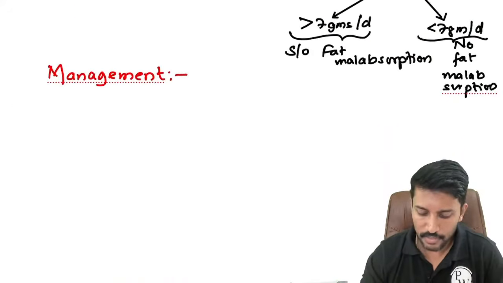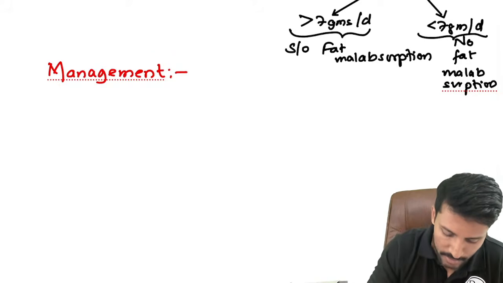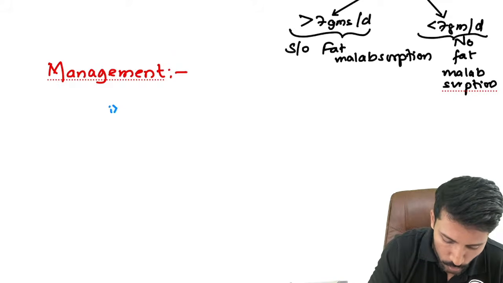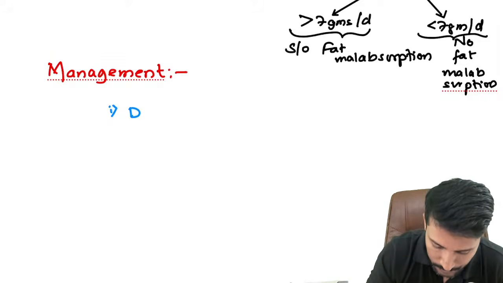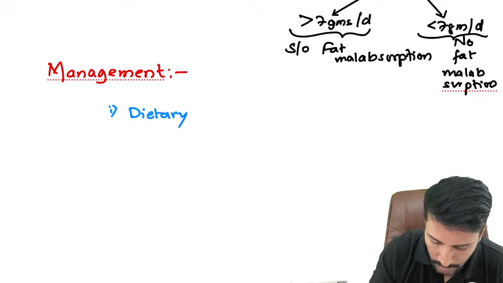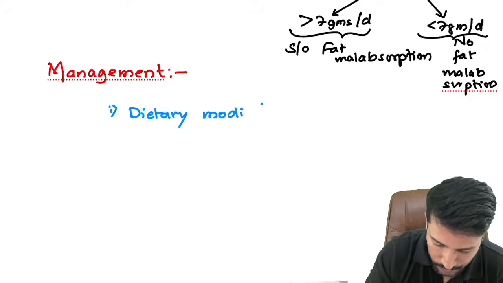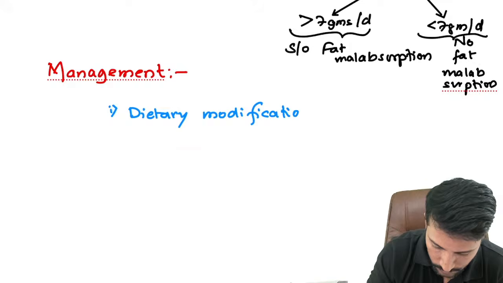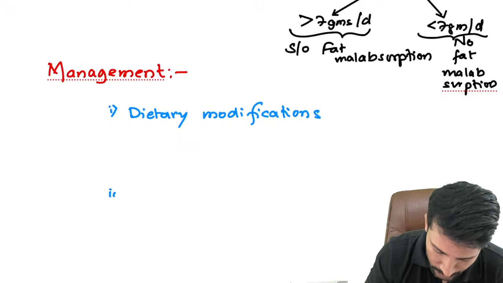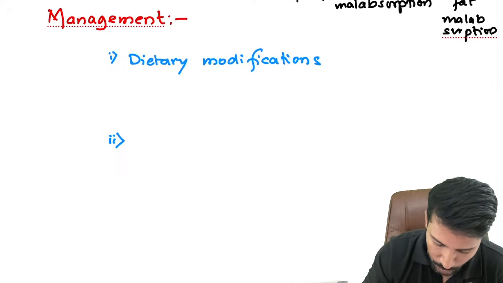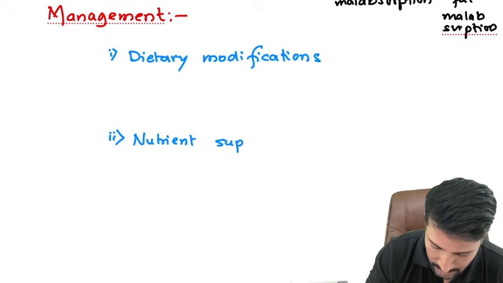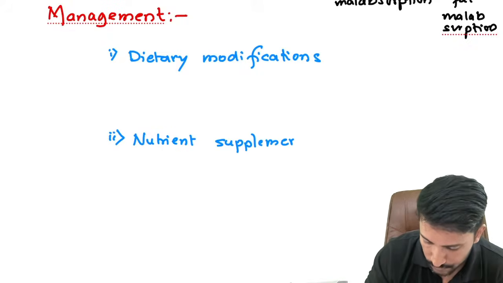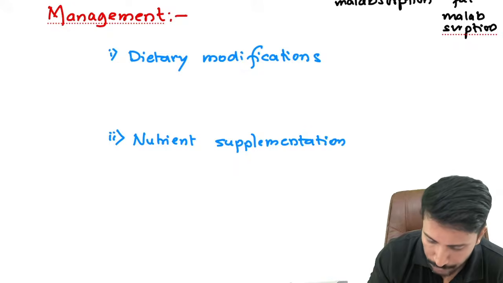Now, what should I write for the management? Right, so management will take into account two things. First, you have to mention dietary modifications, and second is nutrient supplementation. We will write a few examples here.